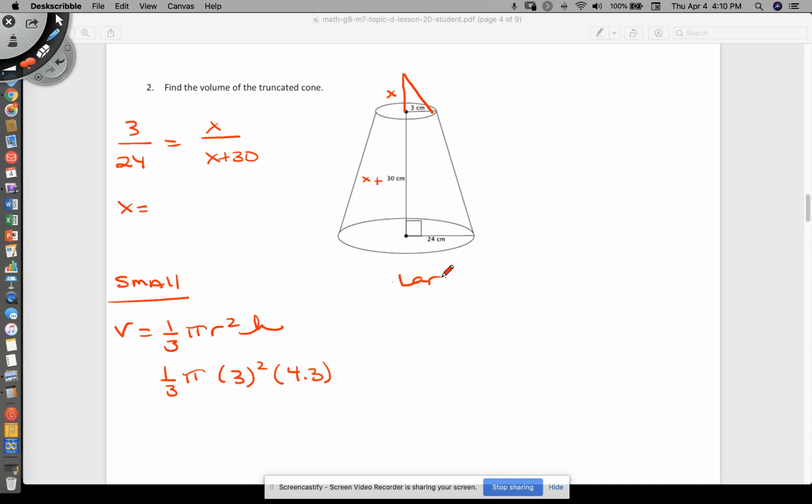Now your large is going to be volume equals 1/3 pi r squared h. So that's 1/3 pi times 24 squared times x plus 30, which is going to give me 34.3. So you're going to solve both of those out and then subtract your final answer and give me the final answer. So if you need to pause the video, go ahead and do so.